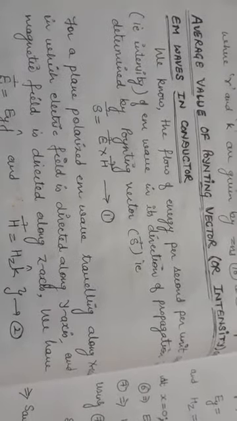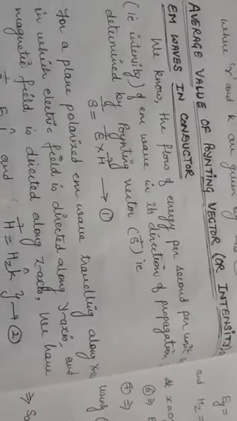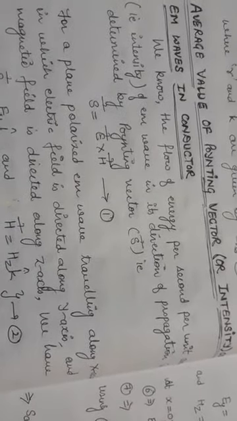Good morning, dear students. In our last video, I discussed with you how different kinds of media, that is dielectrics and conductors, offer impedance to electromagnetic waves. Now in our current topic, we will find the average value of the Poynting vector, or you can say wave intensity, in electromagnetic waves in a conductor.